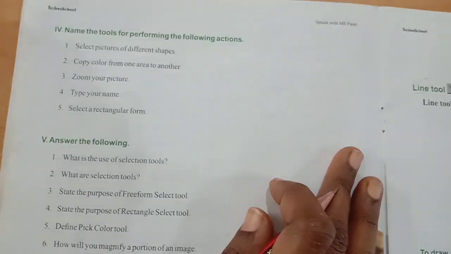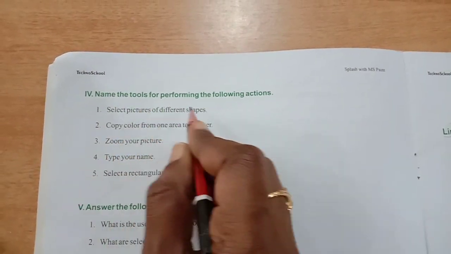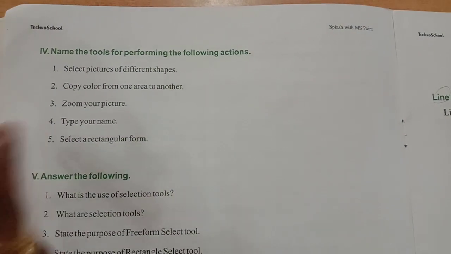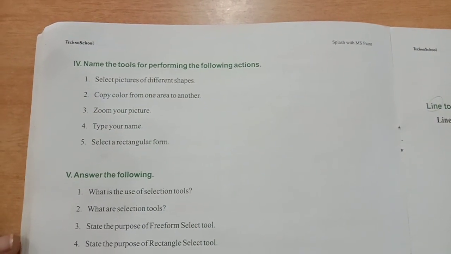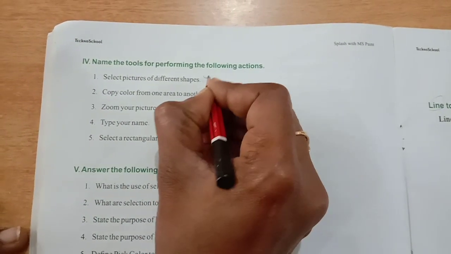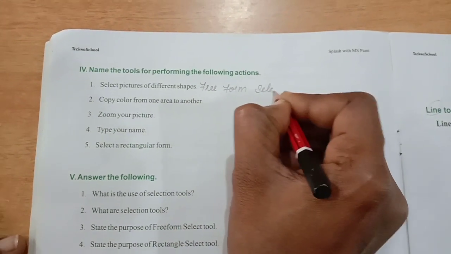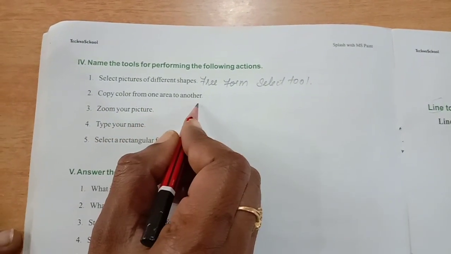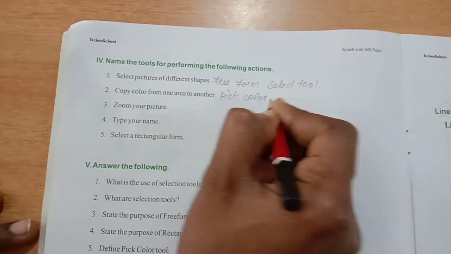Okay. Next, turn to the next page. That is page number 34. That is the fourth main, children. Name the tools for performing the following actions. So based upon this action, we are going to name the tool. Select pictures of different shapes. Exactly, this is the free form select tool. Copy color from one area to another. Pick color tool.